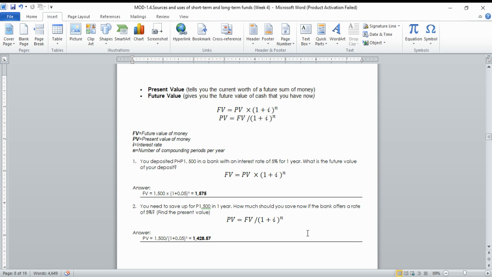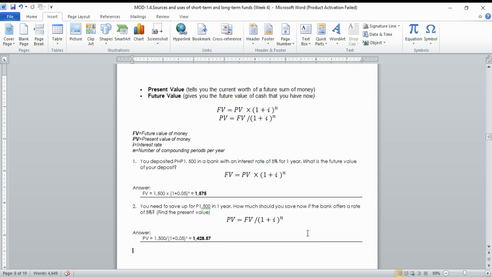That's why we have here the formula. The future value is equal to present value times the quantity 1 plus i raised to n. And for the present value, we have the future value over the quantity 1 plus i raised to n. When we say i, that is your interest rate. When we say n, that is the number of compounding periods per year.